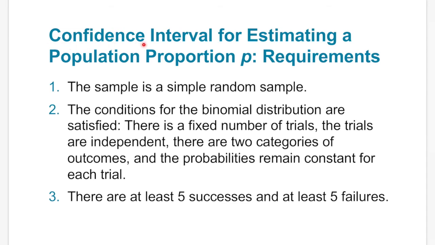In order to construct a confidence interval for estimating a population proportion, we need to meet all of these three requirements. First, the sample is a simple random sample. Second, the conditions for a binomial distribution are satisfied. There is a fixed number of trials. The trials are independent. There are two categories of outcomes, and the probabilities remain constant for each trial. Third, there are at least 5 successes and at least 5 failures.